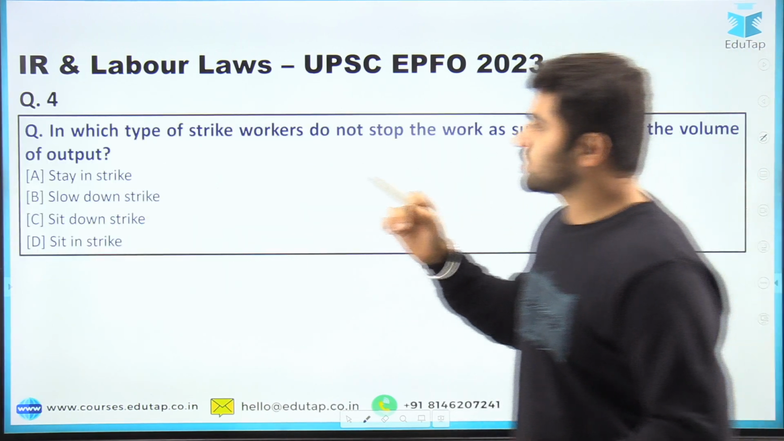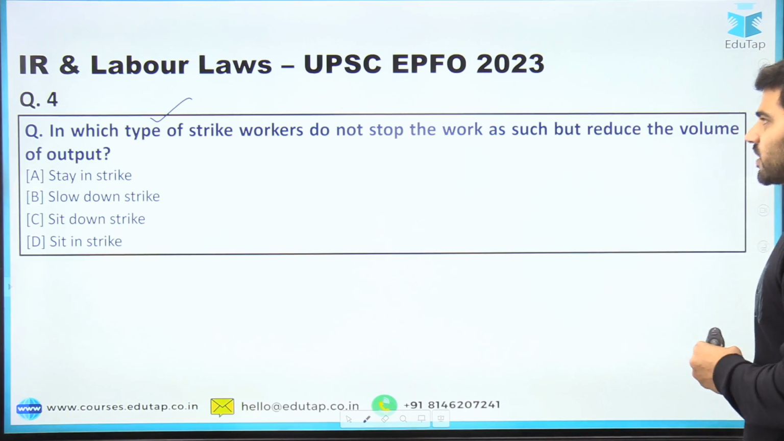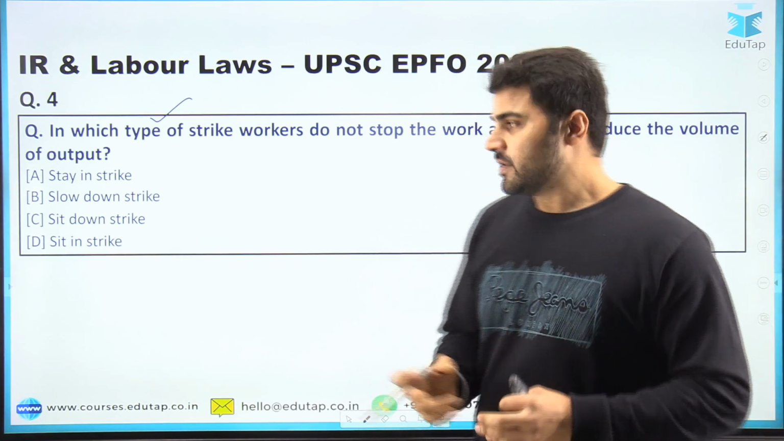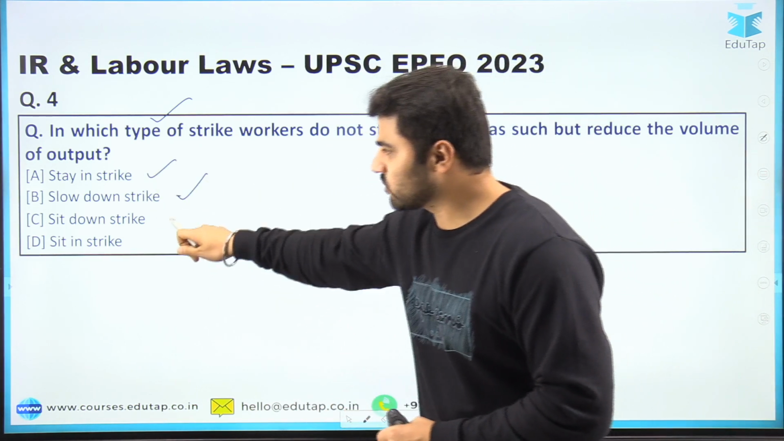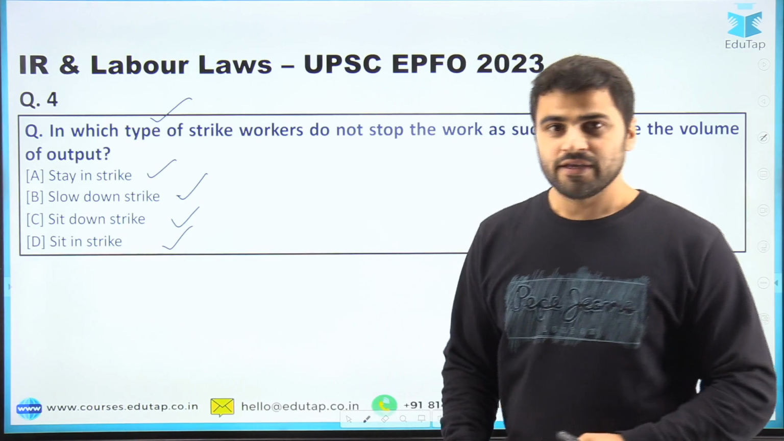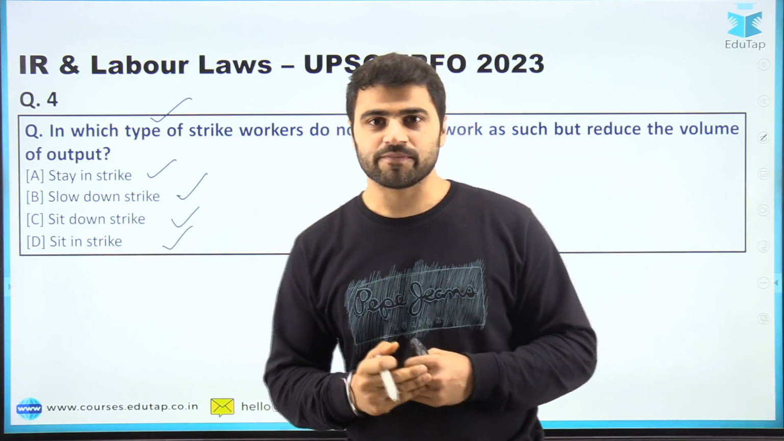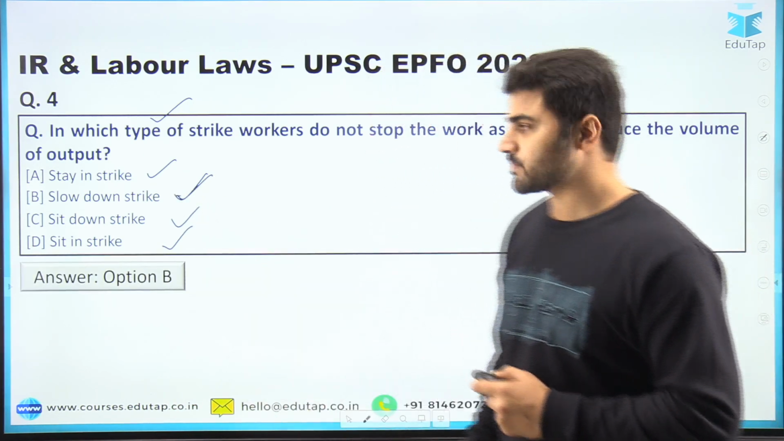Now guys, question number fourth. Question number fourth is, in which type of strike do workers not stop the work as such but reduce the volume of output? Your options are stay in strike, slow down strike, sit down strike, or sit in strike. Guys, strike is such a concept which is very important for the examination, right? So the right answer is option B, that is slow down strike.